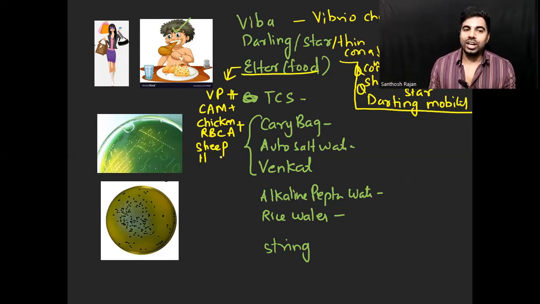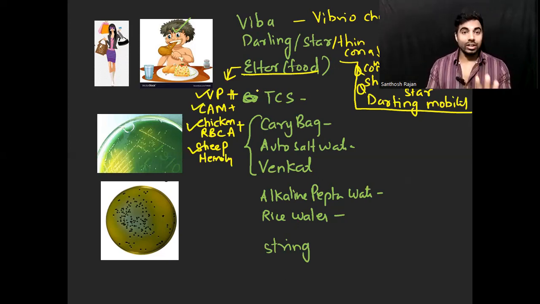Hemolysis. So, this whole thing is done. What is done? Veg paratha, camp mein jata hai. He eats chicken and he eats the sheep also. So, El Tor ho gaya.